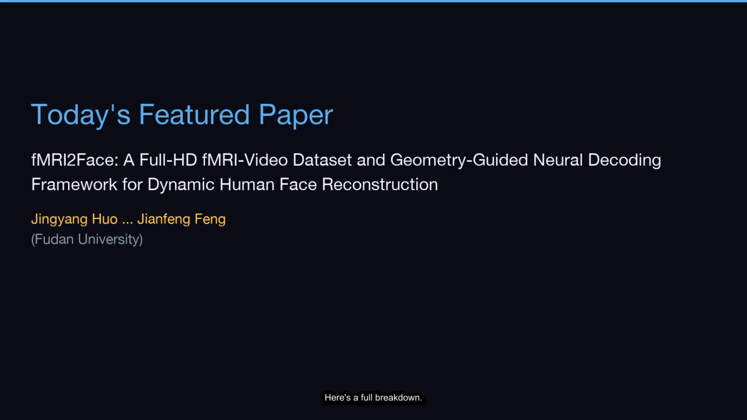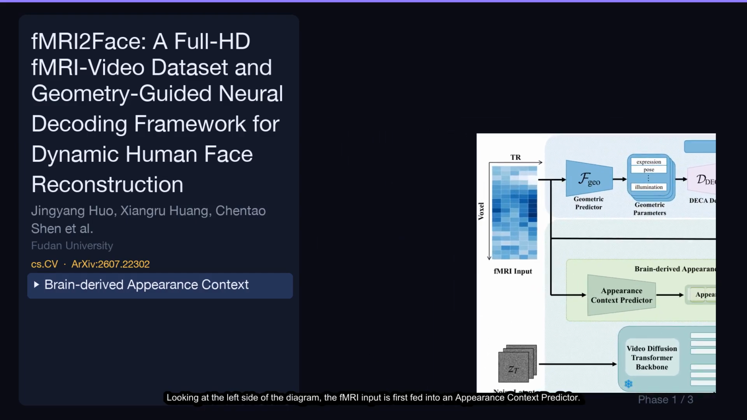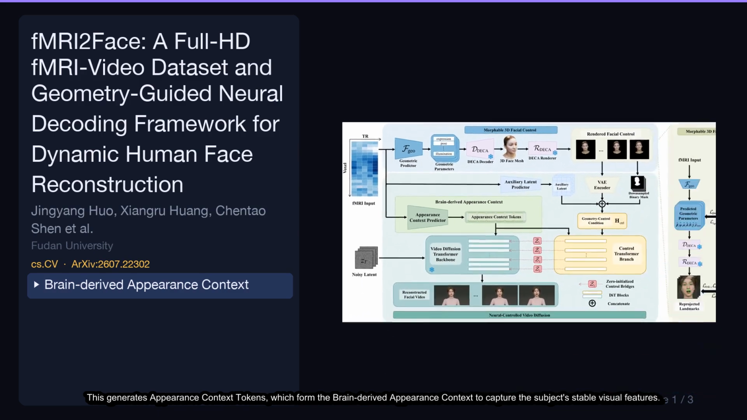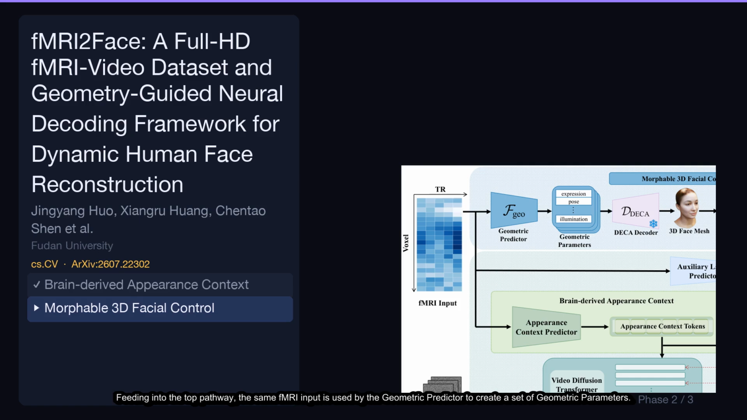Here's a full breakdown. Looking at the left side of the diagram, the fMRI input is first fed into an appearance context predictor. This generates appearance context tokens, which form the brain-derived appearance context to capture the subject's stable visual features. Feeding into the top pathway, the same fMRI input is used by the geometric predictor to create a set of geometric parameters. These parameters then drive a decoder and renderer to produce the rendered facial control, which explicitly guides the facial movements.